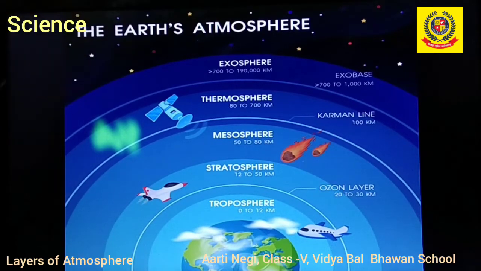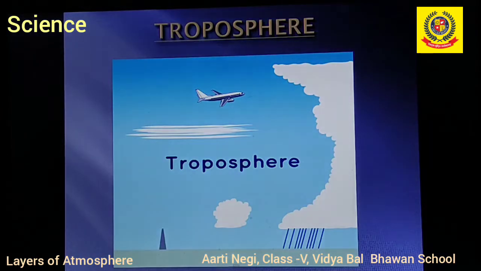atmosphere is exosphere. Exo means outer, the outermost part of the atmosphere, that is exosphere. So students, let's do the detailed study of each and every layer of atmosphere present around us. Come to the very first layer, troposphere. Just recite the word with me, troposphere, or you can say troposphere. Both the pronunciations are correct.